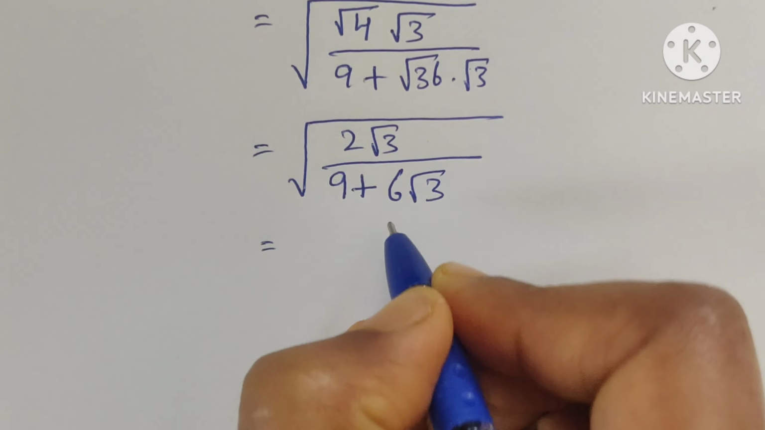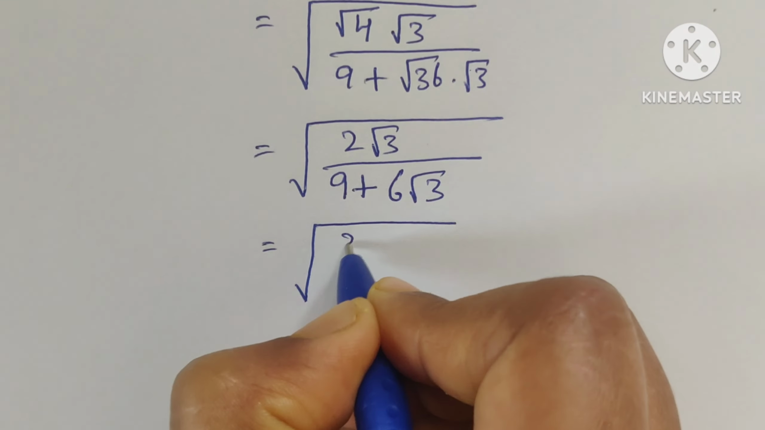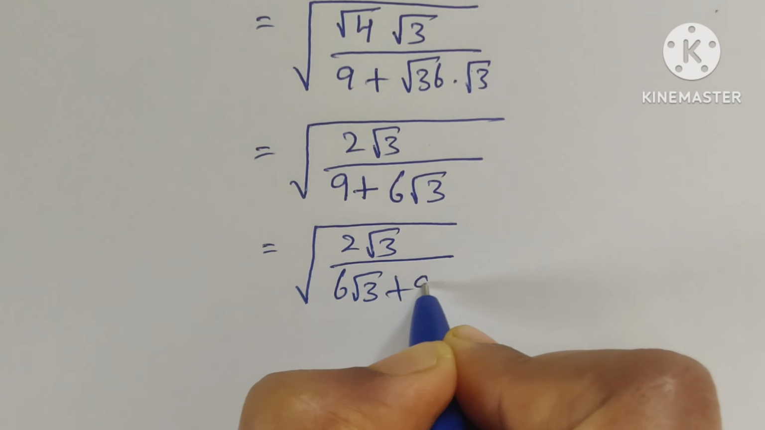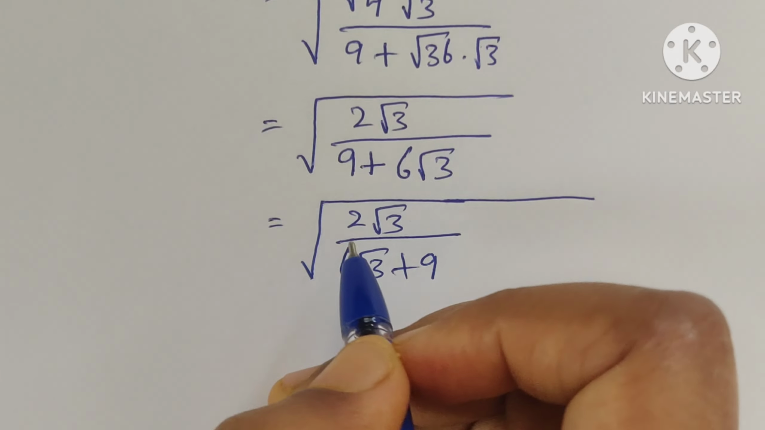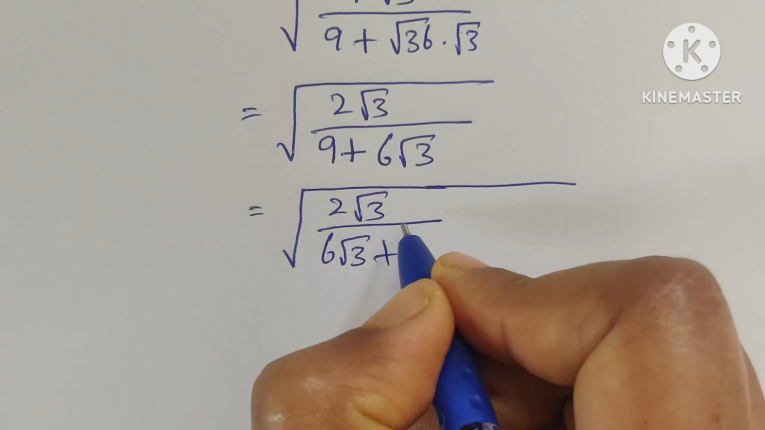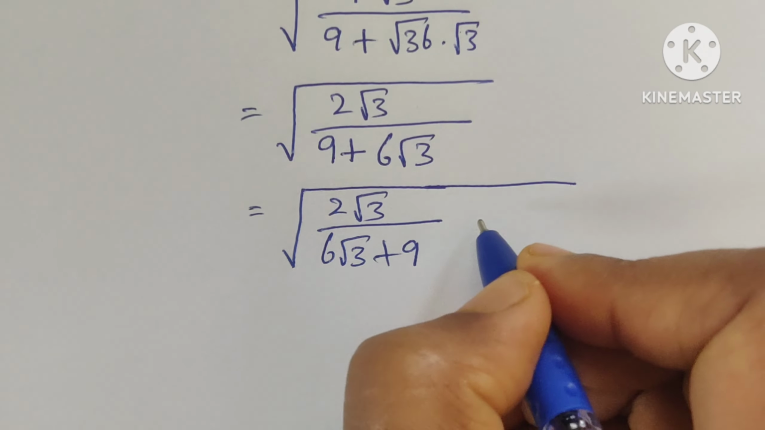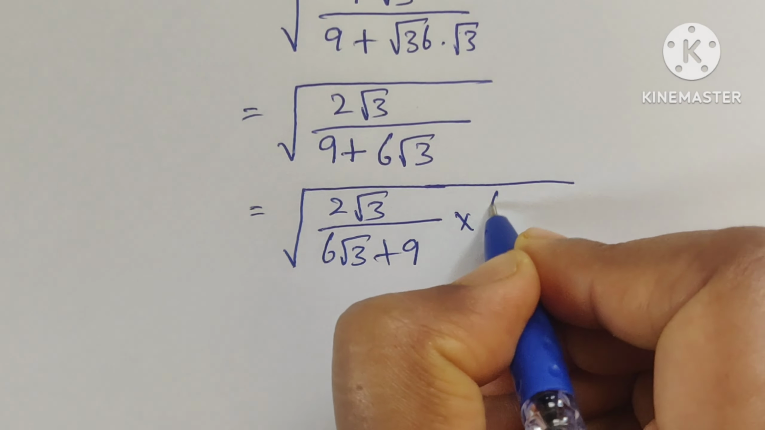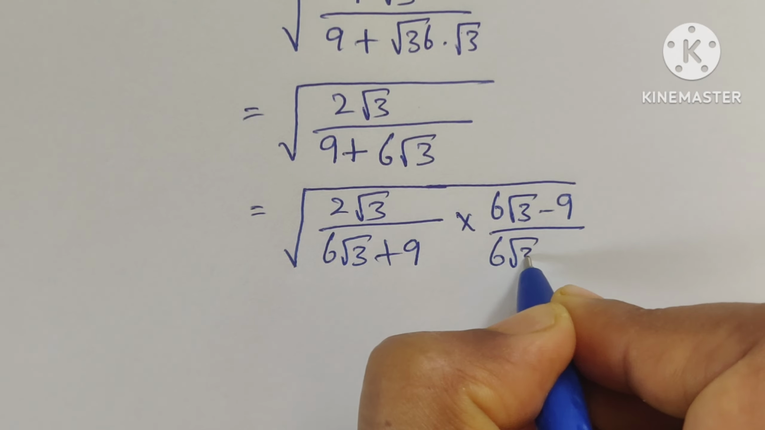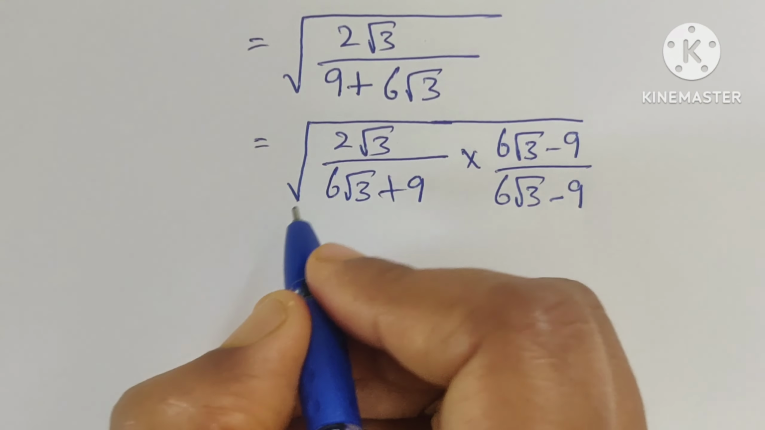So now 2 square root of 3 divided by 6 square root of 3 plus 9. So here we have to rationalize. So in the denominator multiply by 6 square root of 3 minus 9, 6 square root of 3 minus 9.